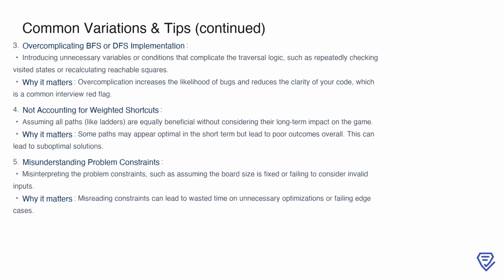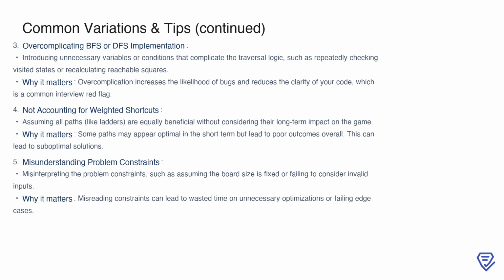Now, overcomplicating your BFS or DFS implementation is another trap to avoid. Introducing too many variables or repeatedly recalculating reachable squares can clutter your traversal logic. This not only increases the likelihood of bugs but also makes your code harder to understand, something interviewers are quick to notice. Additionally, not accounting for weighted shortcuts can lead to suboptimal solutions. For instance, while a ladder might seem beneficial in the short term, it could lead to a worse outcome later in the game. It's important to consider the long-term impact of every move.